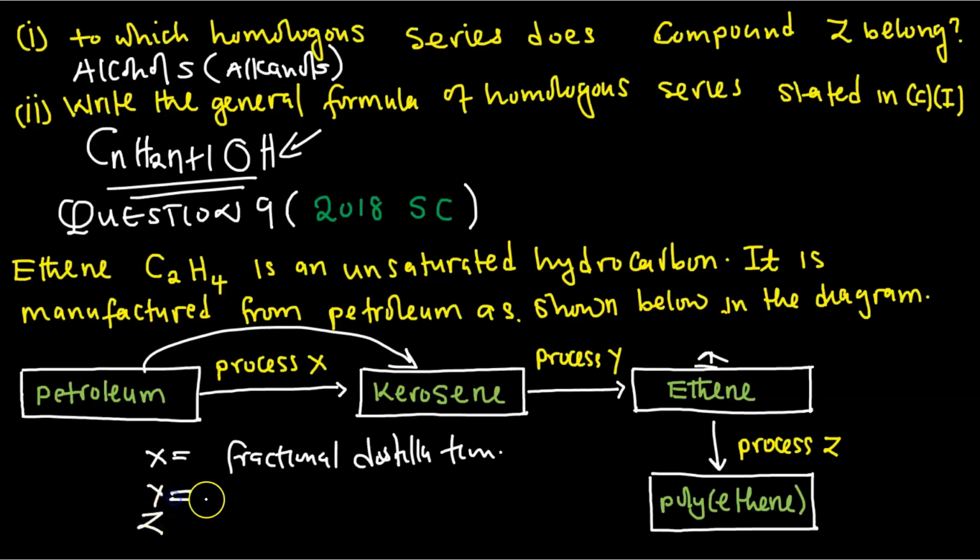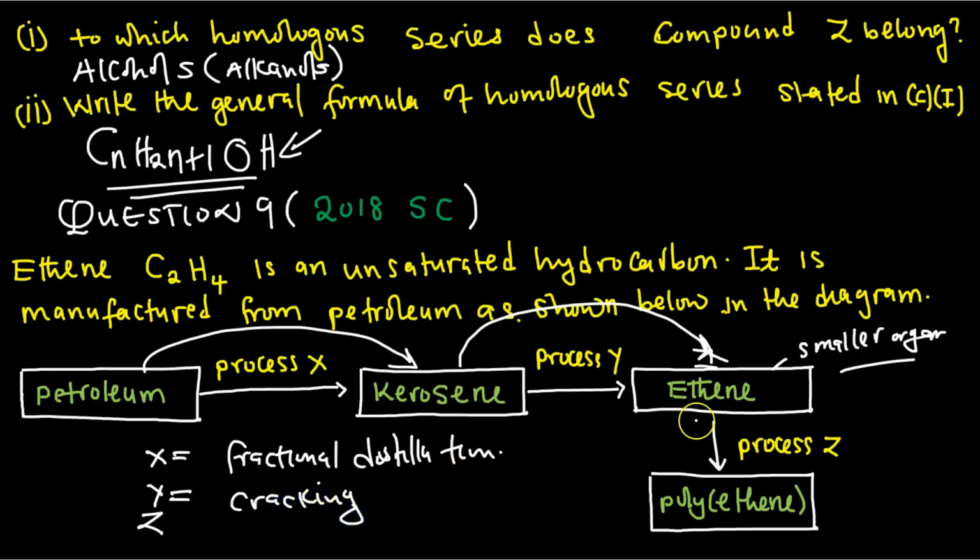Then what about Y? What is process Y? The process by which kerosene is converted to ethene. Ethene is a small organic compound. From the larger one, which is kerosene, what process is that? You should know that that is the cracking. Okay?